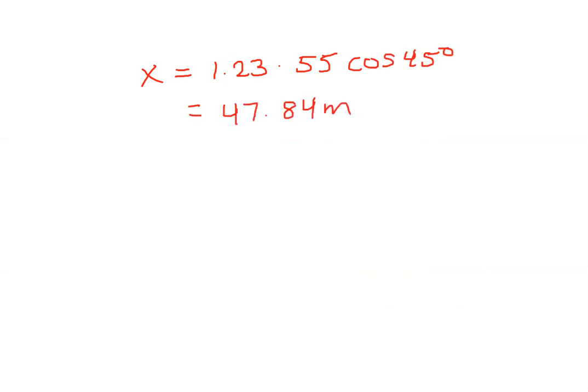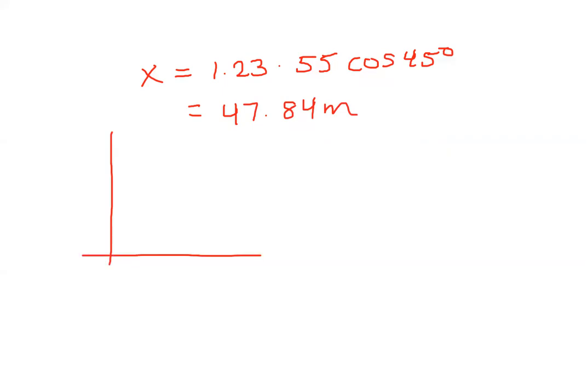To find the horizontal distance traveled when it reached its maximum, we're going to use our x equation. So that's going to be, our t is 1.23. That's what we found for how long it took to get its maximum height. So we're going to substitute that in for t and the other things we know, and we get 47.84 meters is how far it went.